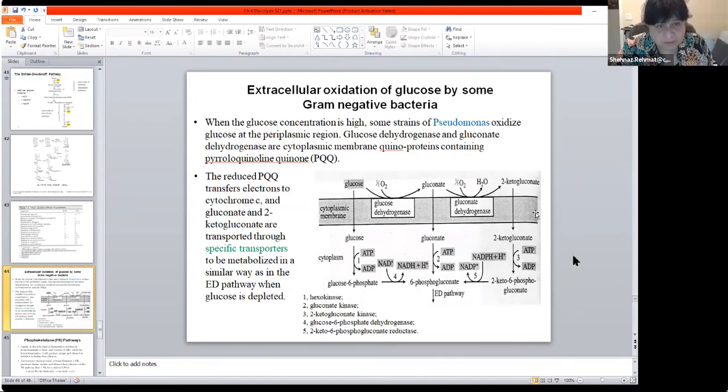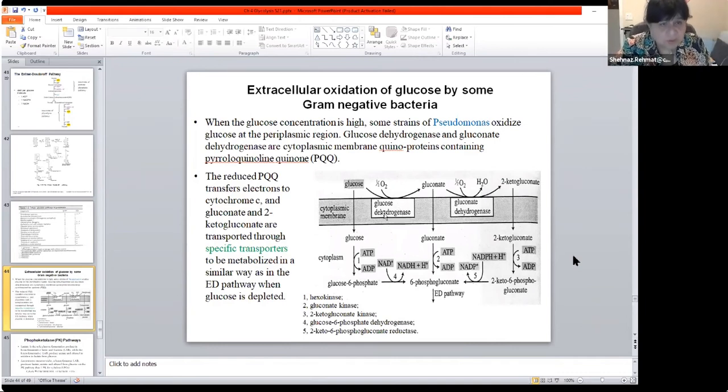So within the periplasm, this is of course a gram-negative bacterium, so it has a periplasmic region. Glucose dehydrogenase and gluconate dehydrogenase are cytoplasmic membrane quinoproteins containing the PQQ. So these enzymes are located in the periplasm. So actually you're going to start oxidation of the glucose right at the periplasm only. So it's called extracellular oxidation. That means it hasn't entered the cytoplasm and it's being oxidized right at the membrane level.